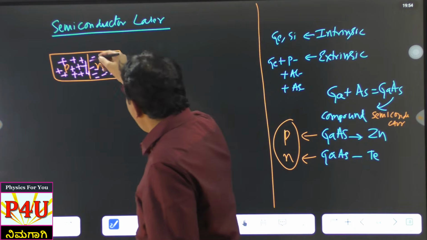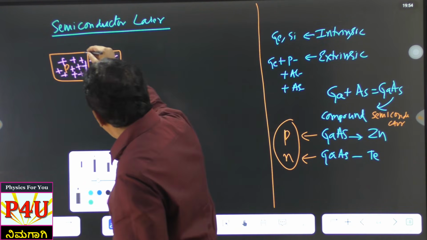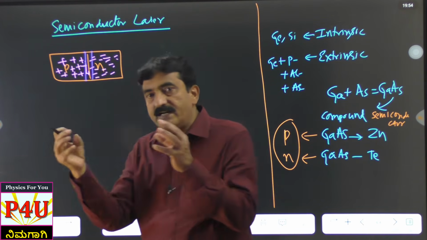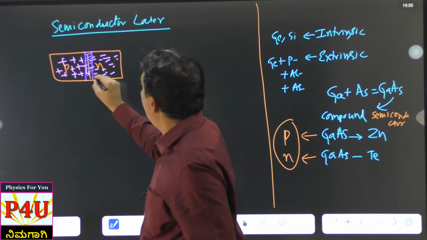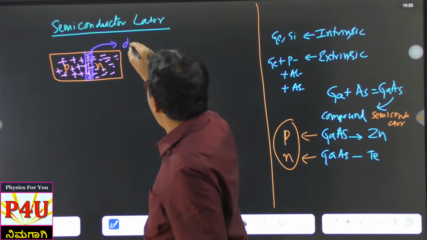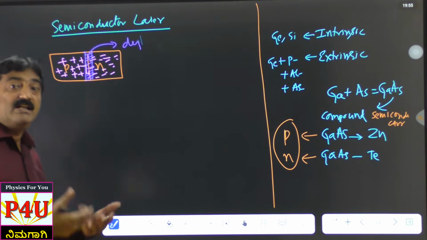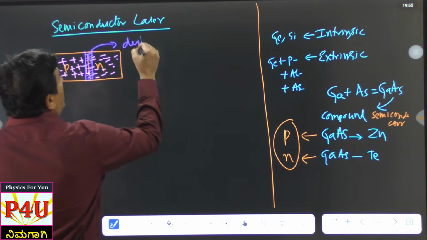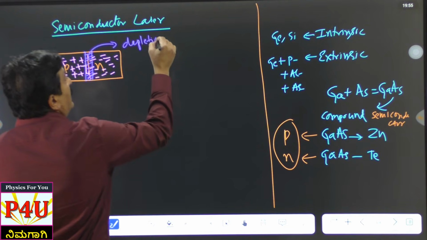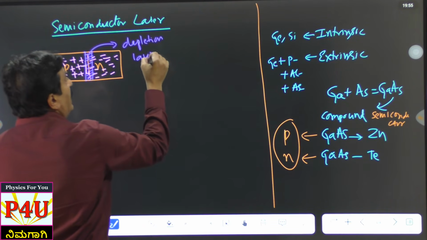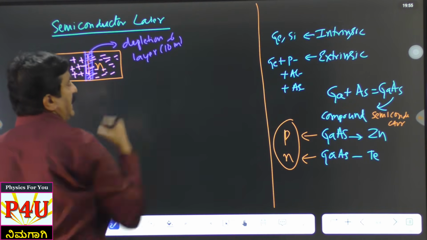Here we have holes, here we have electrons. And when you form the junction, across the junction up to certain extent, holes and electrons recombine, and therefore in this region there will be no free charges, and this is called depletion. Mobile charges are depleted, so therefore it is called as depletion region or depletion layer, and it is very, very small, about 10 to the power of minus 6 meter.